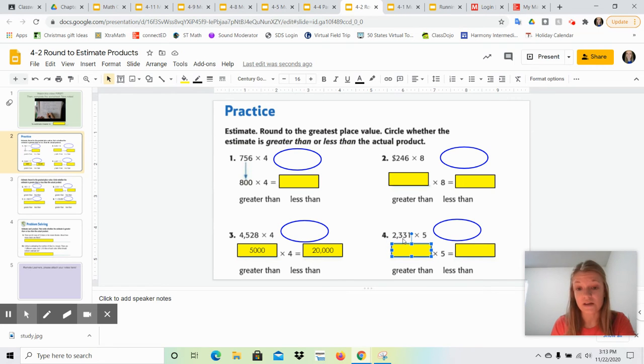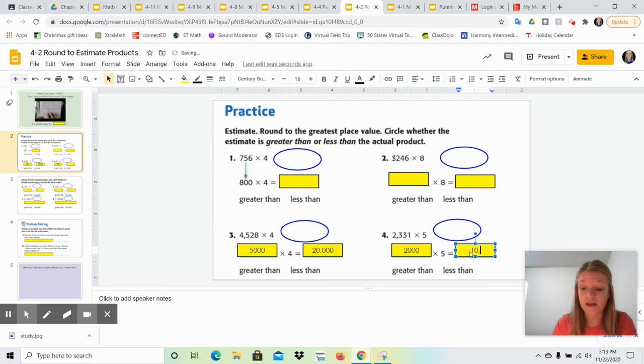Find the place, look next door. Next door is a 3, that's 4 or less, so I let the 2 rest, and then I also need 3 zeros on the back of this one. So when I multiply 2 times 5, I'll get 10, and then my 3 zeros from 2,000 go on the back of that.